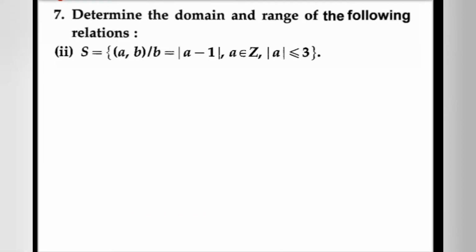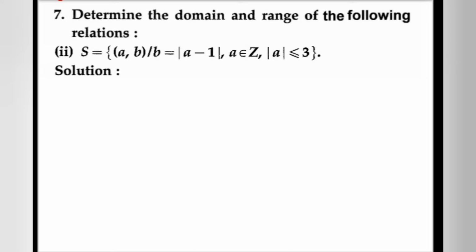Number 2. S is equal to set of (a,b) such that b is equal to mod of a minus 1, where a belongs to Z, mod of a is less than or equal to 3.